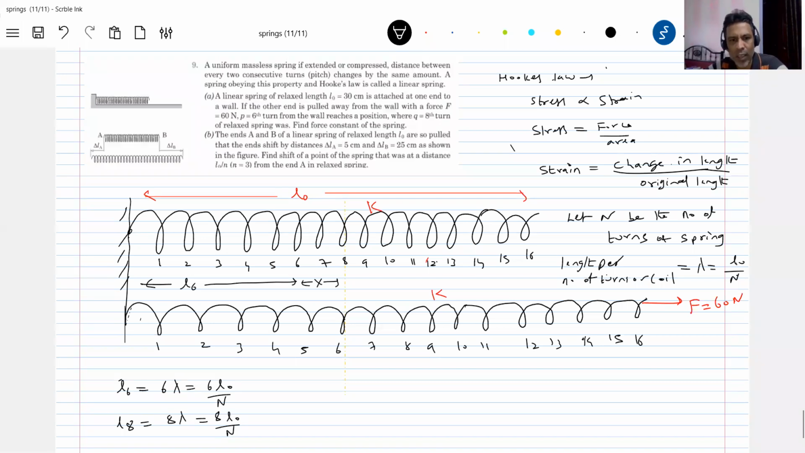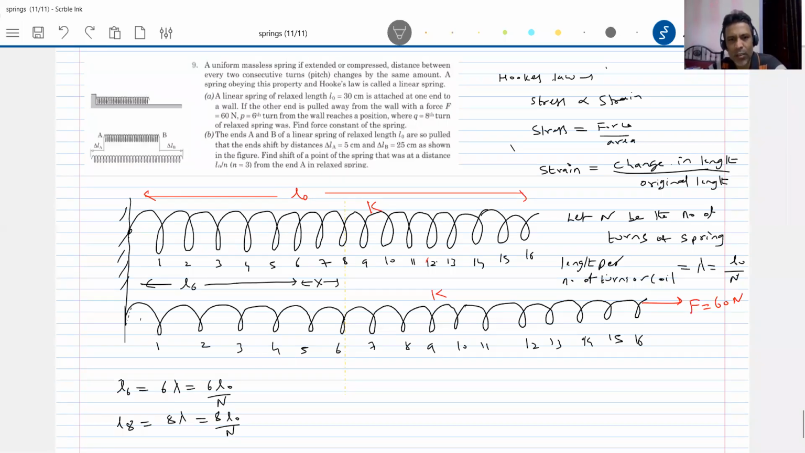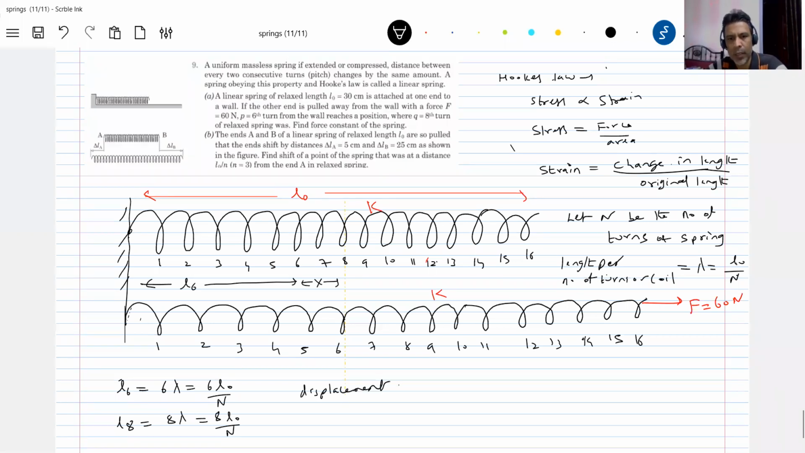So displacement of the coil. What is the displacement of the coil now? L8 minus L6 is X, no? So from the diagram, what is X I should write now? This X should be called displacement of sixth turn. X should be equal to L8 minus L6. So this should be equal to how much? 8 lambda minus 6 lambda. You can solve by any method, I'm just using the procedure. This will be 2 L naught by n.